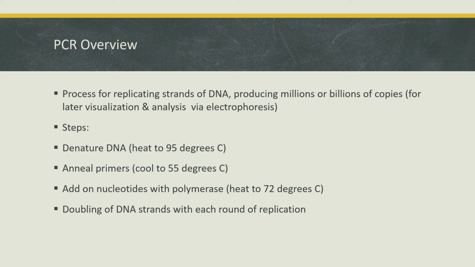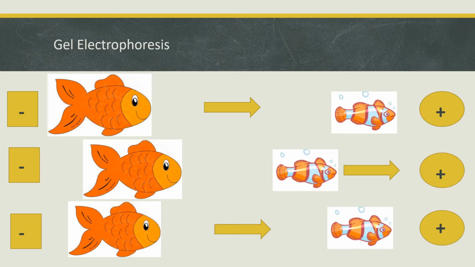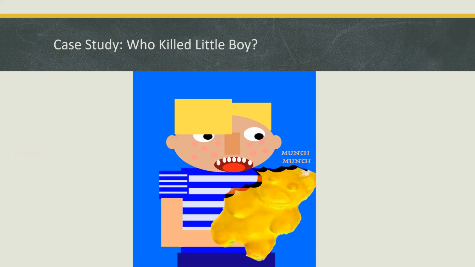Gel electrophoresis allows us to identify the alleles in an individual's genome through the movement of small bits of DNA towards the positively charged pole in a gel matrix compared to the larger molecules of DNA, which will stay behind. The case study for this video is investigating the murder of our longtime protagonist, Little Boy.